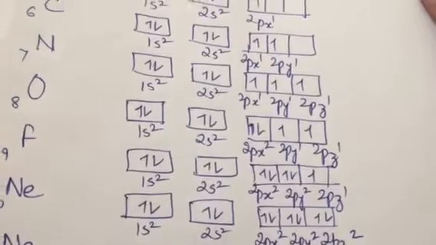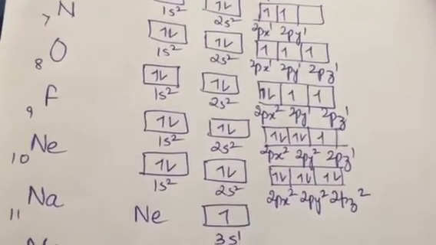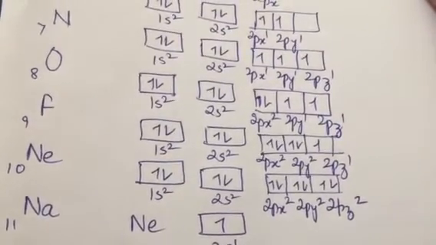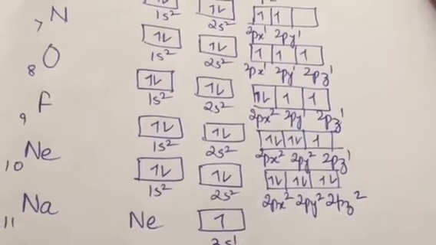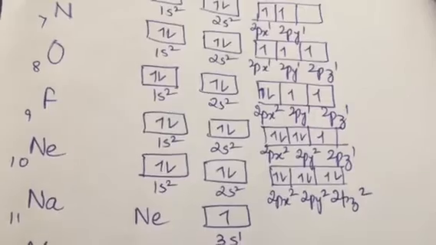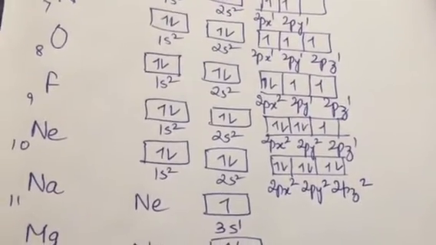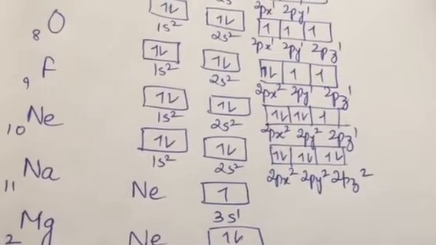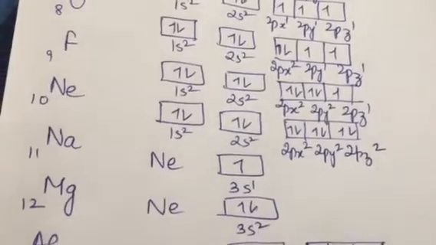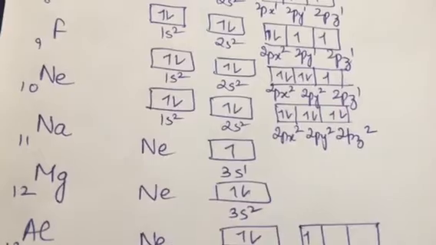So if you go through the neon configuration, it is 1s2, 2s2, 2px2, 2py2, 2pz2. This is why neon is considered to be a noble gas with complete configuration. So this is the basic fundamental reason which is clear to you today. Yesterday we had asked you a question: give the quantum numbers for the last electron of the sodium atom. So for the sodium atom, till neon the things are complete.